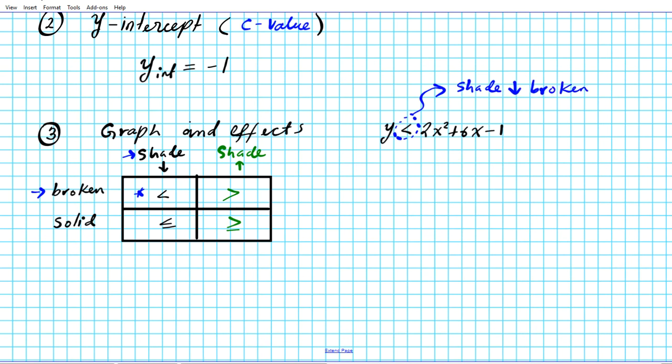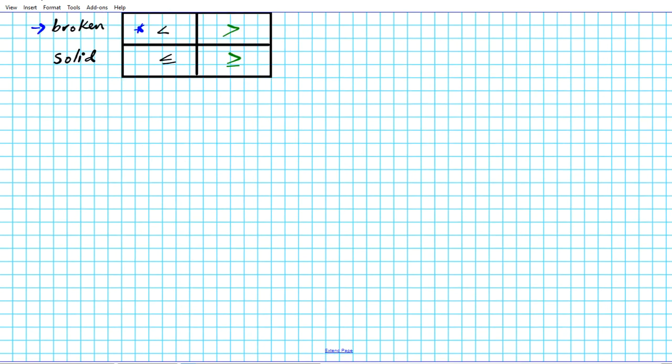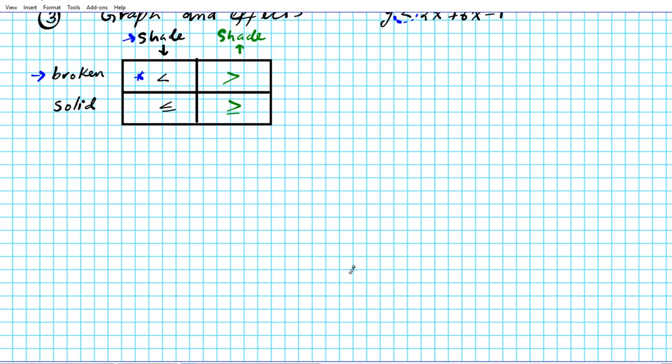Alright, let's go ahead and apply all the information we have now on our graph. We have negative 1.5 and negative 5.5 as our vertex, so we know it's going to be centered in the third quadrant. Alright, let's go ahead and calibrate our graph.